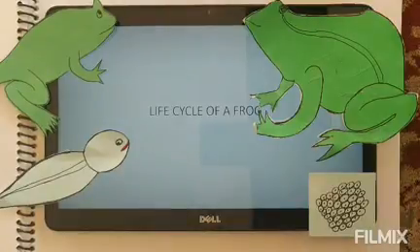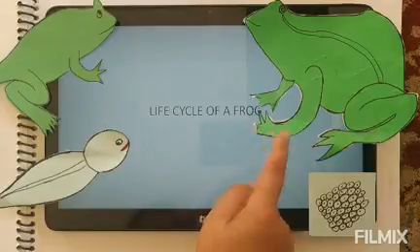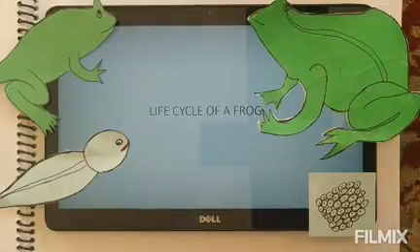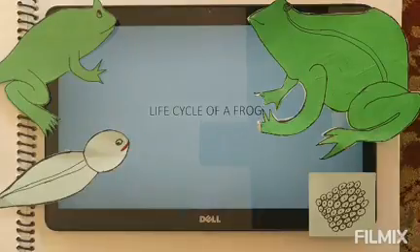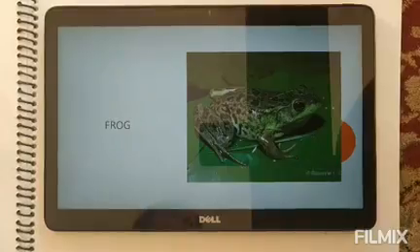We are going to learn about the life cycle of a frog. Okay? So this is the third life cycle that we are going to learn this term. We have already done the life cycle of a butterfly, the life cycle of a ladybug or a ladybird, and today let us find out what are the different stages in the life cycle of a frog. Are you ready? Okay, so let's see what are the different stages.